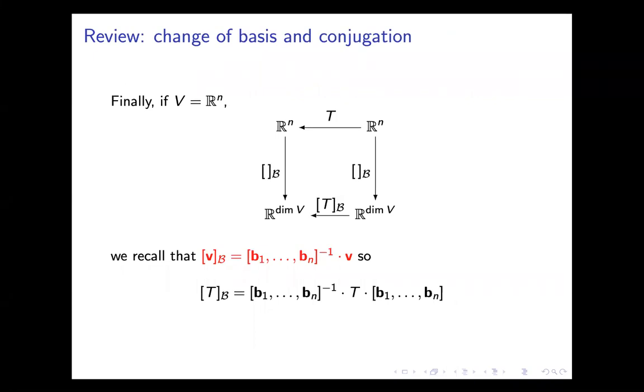And finally, when the vector space is the n-dimensional Euclidean space, then the formula becomes even more explicit, and the matrix of the change of basis can be written in terms of columns of basis vectors B1 through Bn.